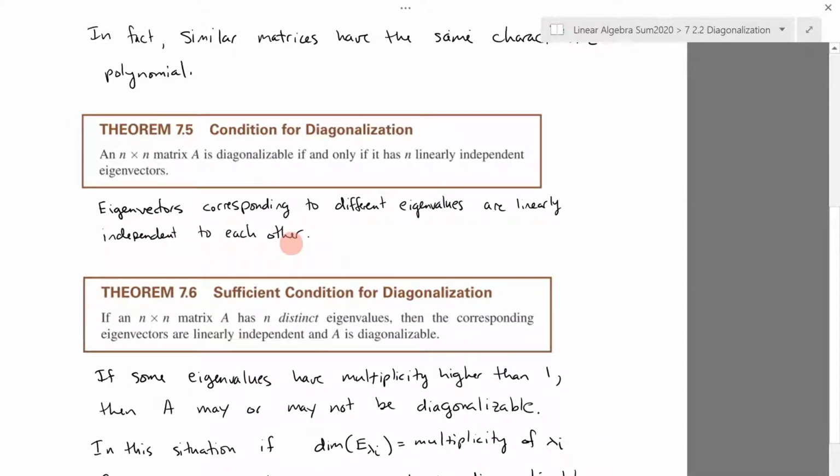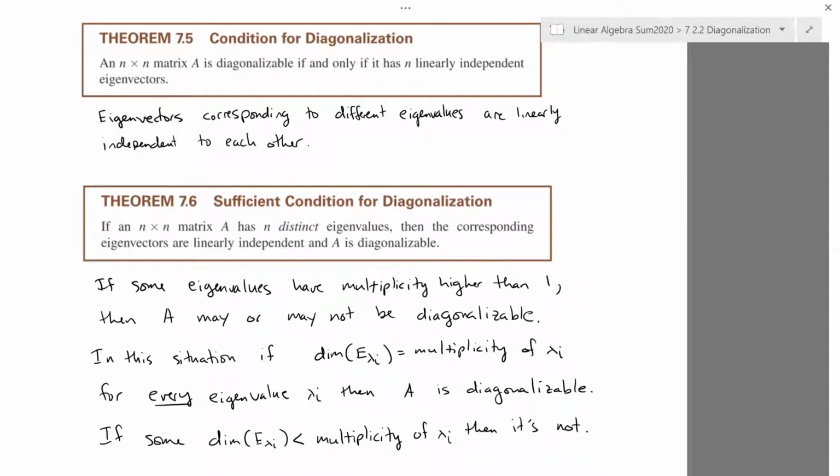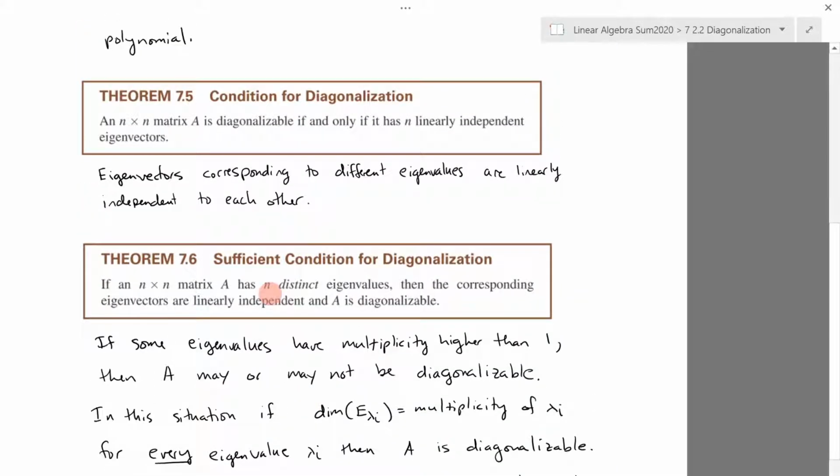Additionally, eigenvectors corresponding to different eigenvalues are automatically linearly independent of each other. So what that means is that if the matrix has n distinct eigenvalues, then it will have n linearly independent eigenvectors, and in this situation A is automatically diagonalizable. So the possibility for it to not be diagonalizable is when it has some repeated eigenvalues, meaning that there are multiplicities that are higher than 1.